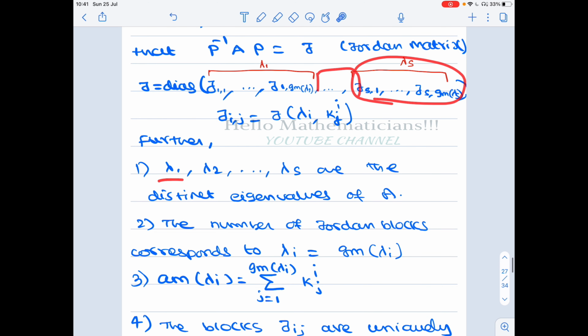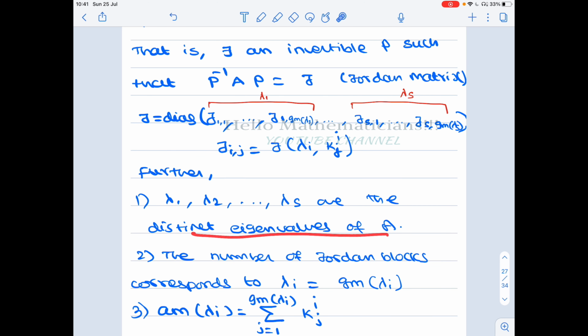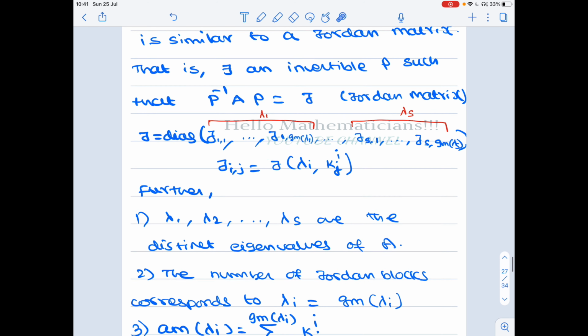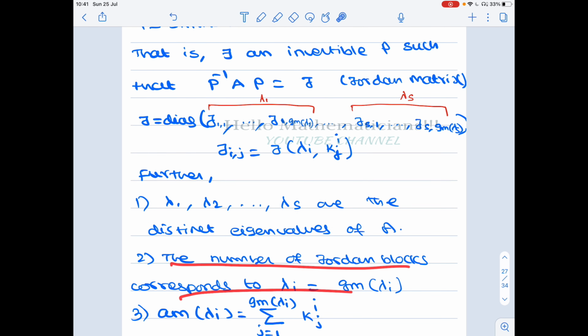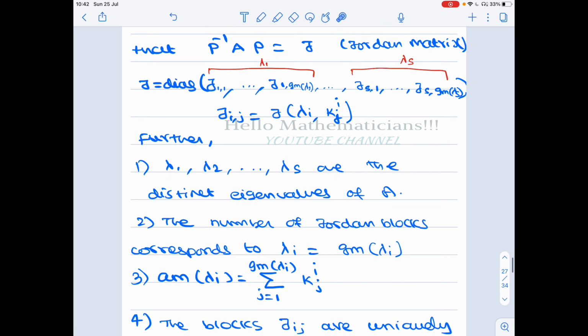Now lambda 1, lambda 2, ..., lambda s are the distinct eigenvalues of A, and the number of Jordan blocks corresponding to the eigenvalue lambda i is equal to the geometric multiplicity of lambda i. This result we already saw. And the sum of the block sizes equals the algebraic multiplicity of lambda i. This equality is very important. Let's try to understand very clearly what the algebraic multiplicity of the eigenvalue lambda i is.